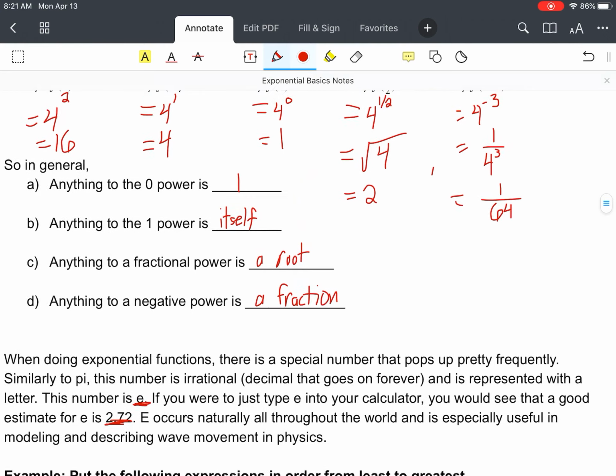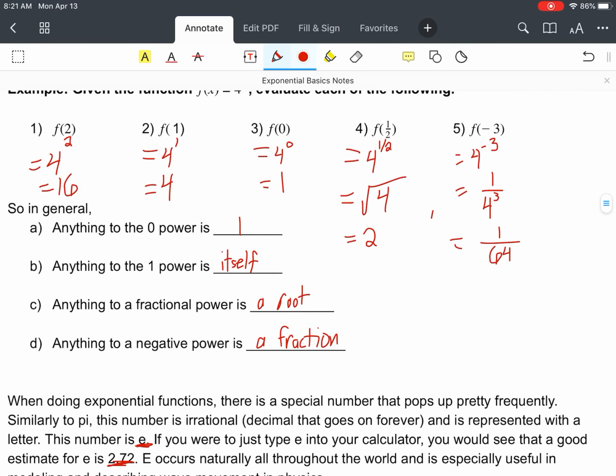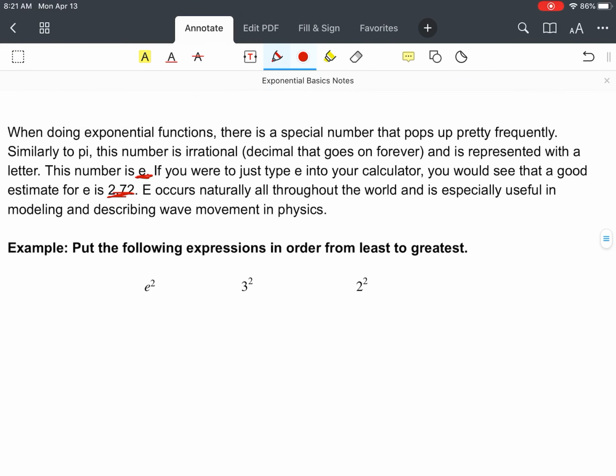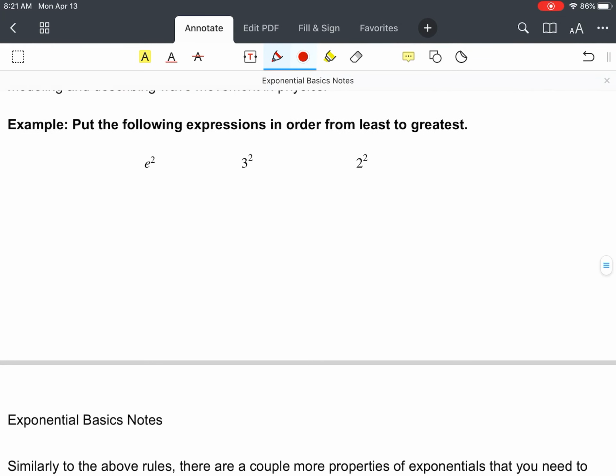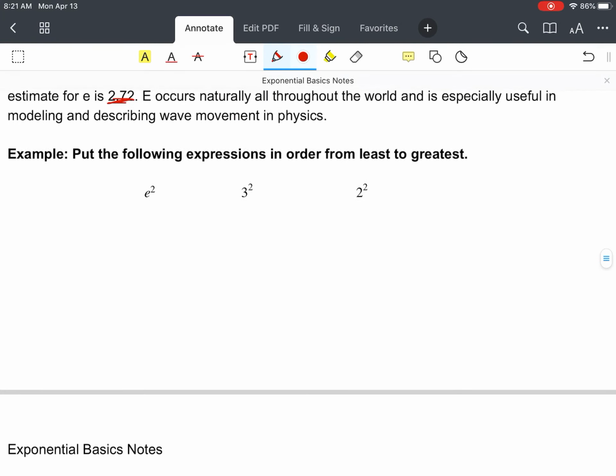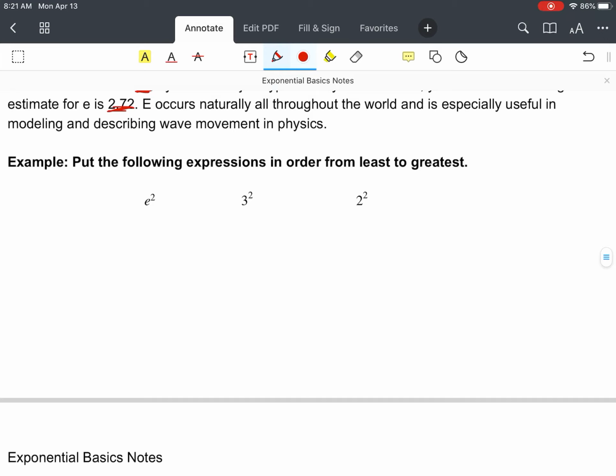Okay. So e behaves just like any other exponential function. If I would have said e to the 0 power, that would have been 1. If I would have said e to the first, that would have been e. Okay? So e is just a special number that behaves the exact same way. So if I want to put these expressions in order from least to greatest, remember our estimate for e is 2.72. So this is going to go 2 squared. That's not a 2. Let's try that again.